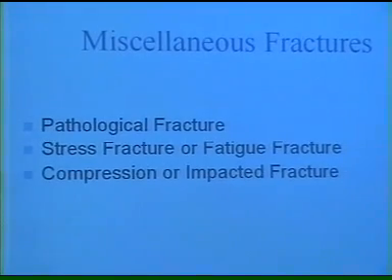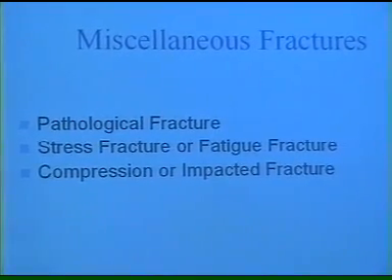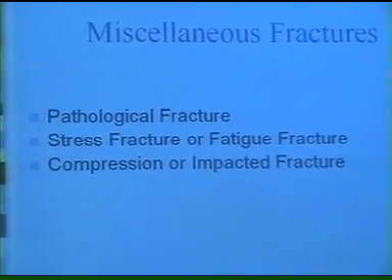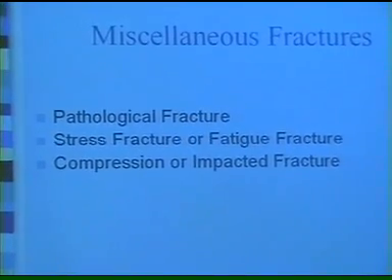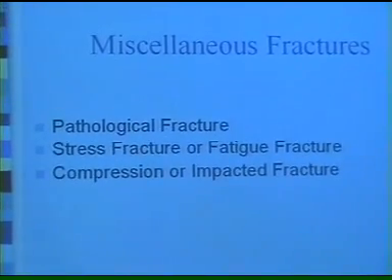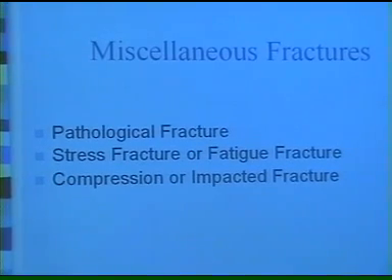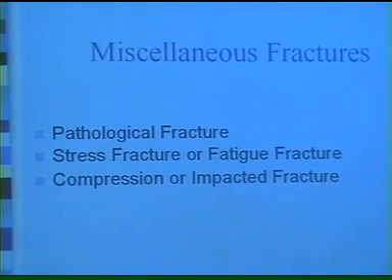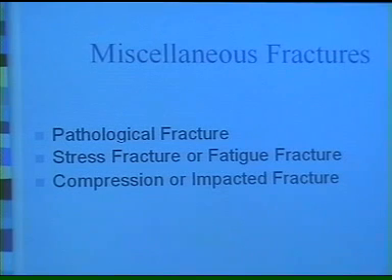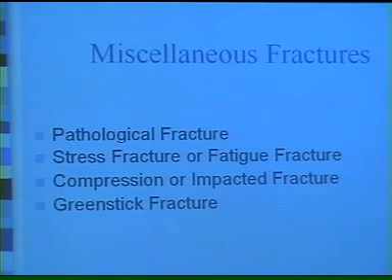Compression or impacted fracture, an example would be a compression of the vertebra in osteoporotic patients. If somebody fell on their back and there's a compression fracture of the vertebra, it's an impacted fracture, it's a compression fracture. We may not be able to see it clearly on the X-ray except the fact that the vertebral height is reduced. Green stick fracture I'm sure you're familiar with it. It breaks like a twig, a green twig of a tree.